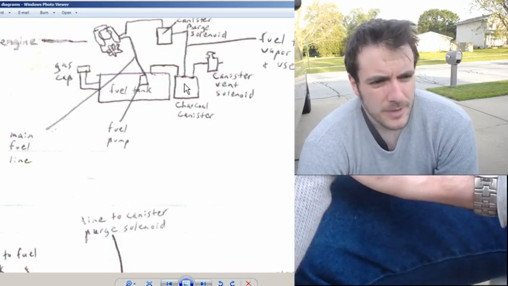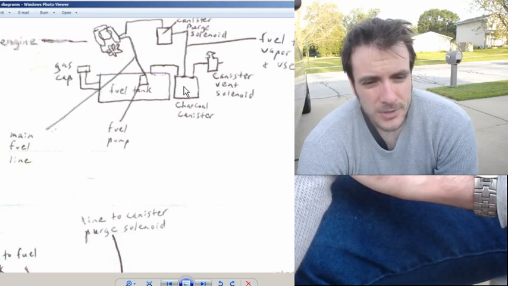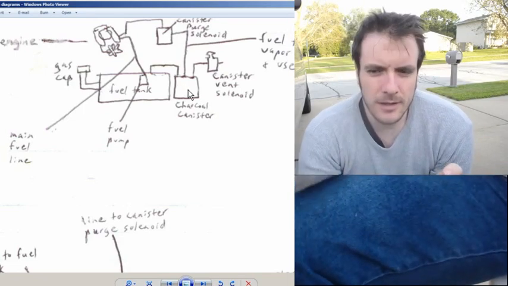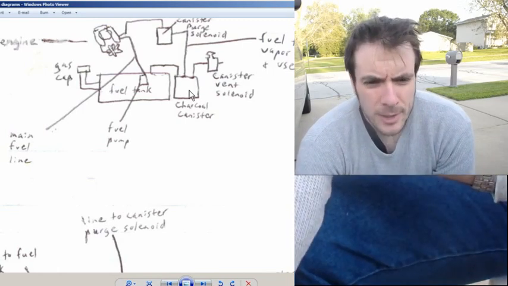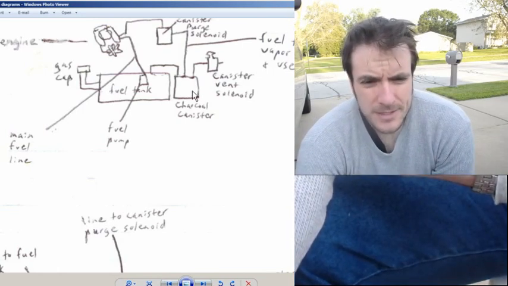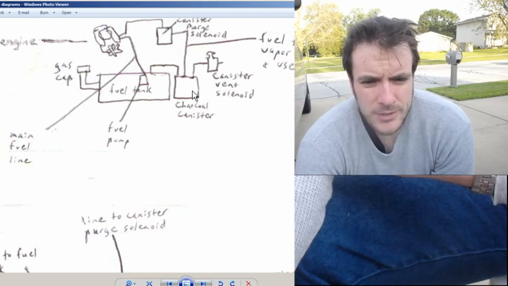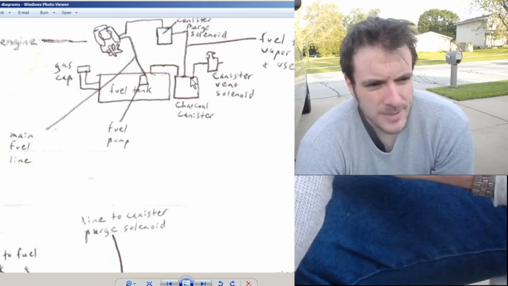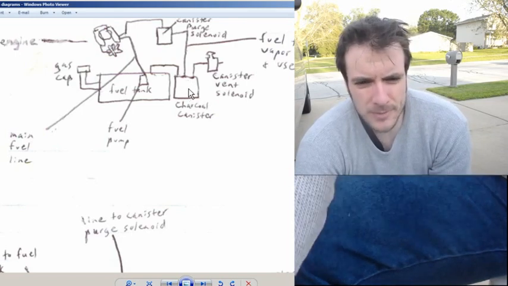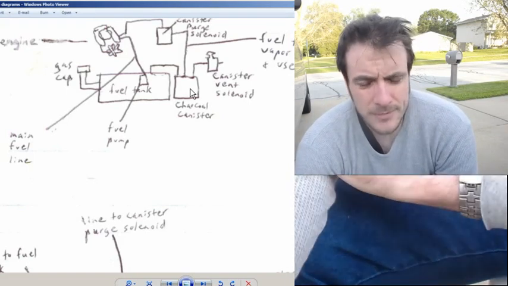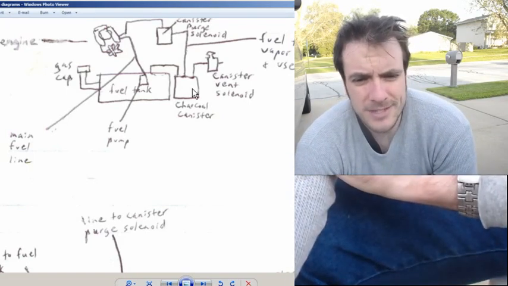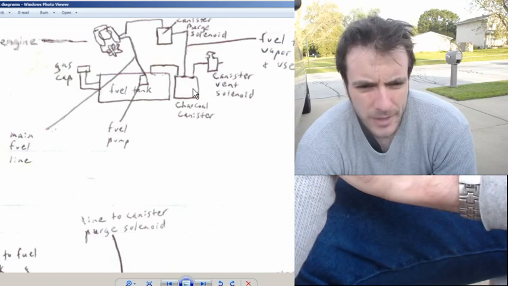Okay, now the charcoal canister has charcoal in it, and charcoal is an attractant for hydrocarbons. Gasoline fuel for a vehicle is hydrocarbons. So hydrocarbons stick to the charcoal. The charcoal is very porous. The hydrocarbons enter the charcoal and they don't leave. So it basically filters out hydrocarbons from the oxygen in the tank or from air.